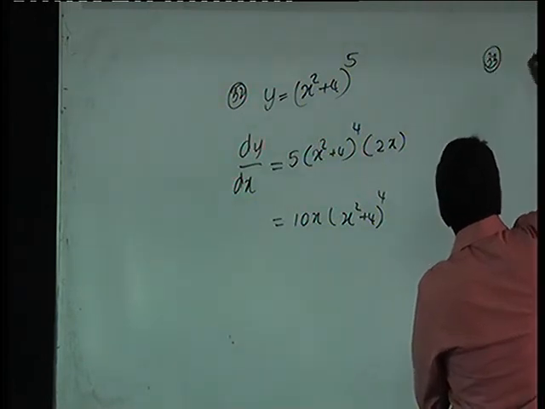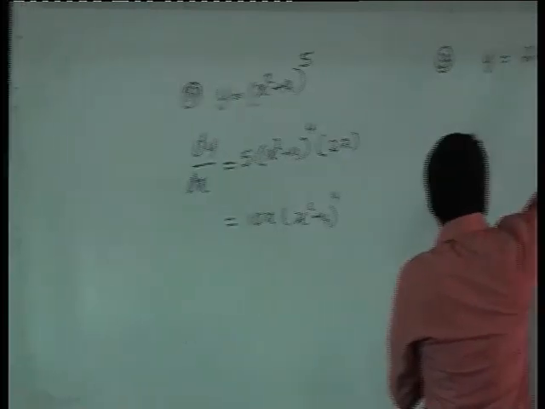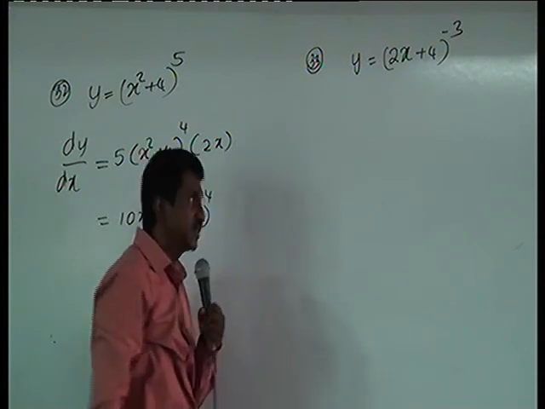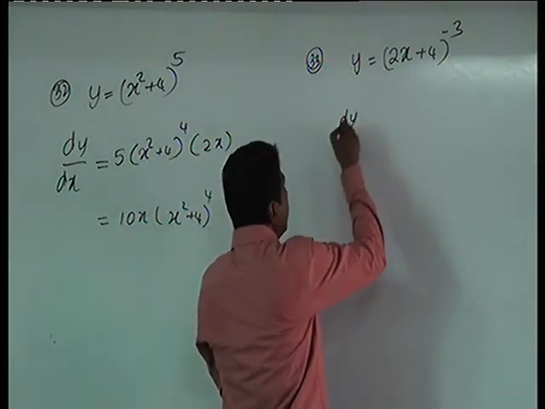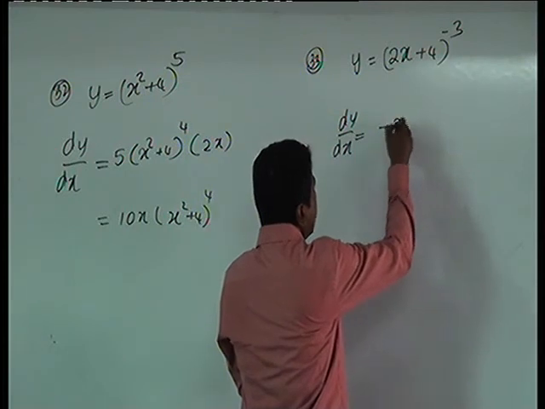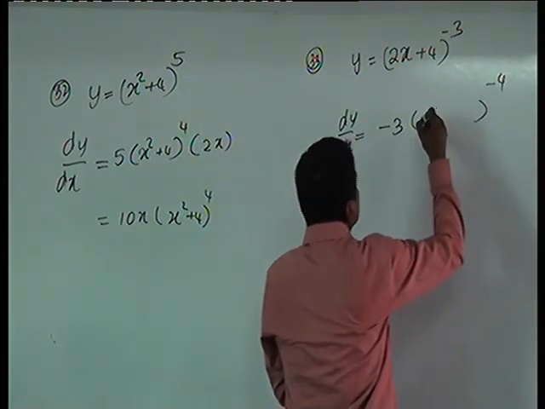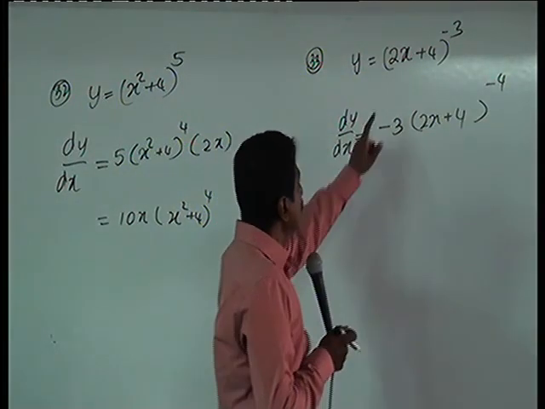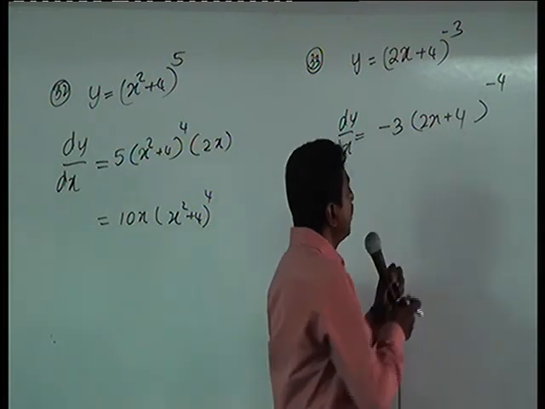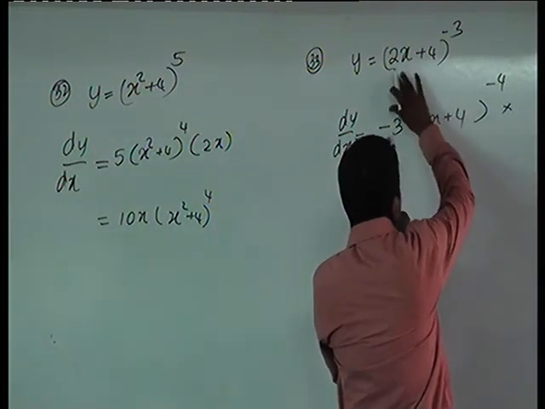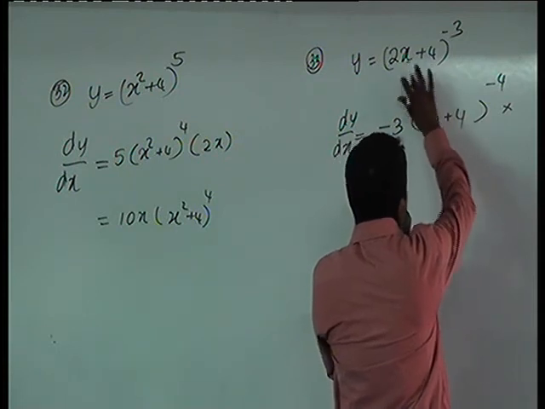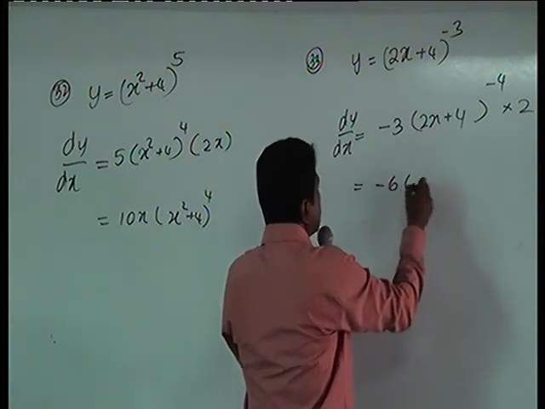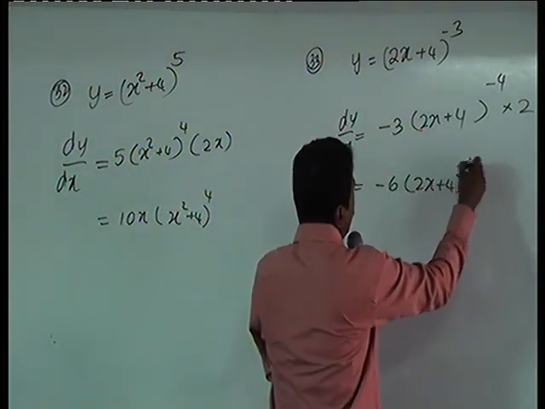Question 33: y is equal to 2x plus 4 to the power minus 3. Doesn't matter, the same rule: dy by dx is equal to n x to the power n minus 1. Since this is not x, you multiply it by the differentiation of the inside function, which is 2. So this is equal to minus 6 times 2x plus 4 to the power minus 4.